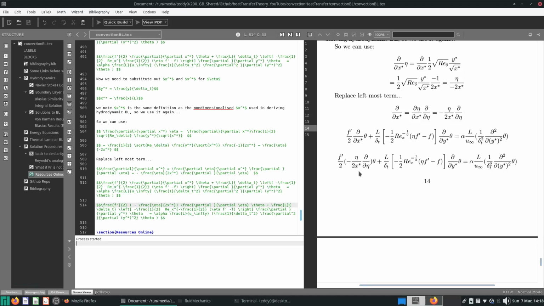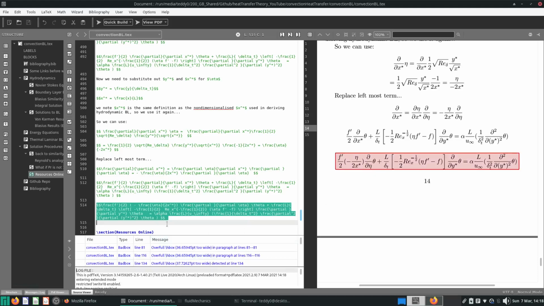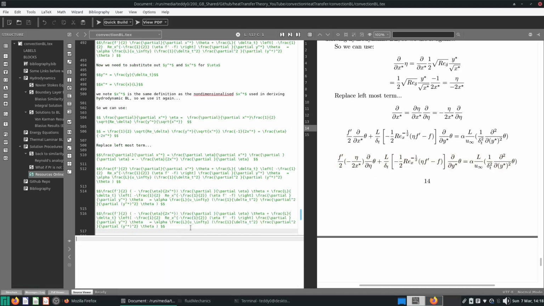So this term here is replaced by this. We'll just simplify this to theta prime, because that's what it is, just to save some space and make things a bit neater. So we have eta over minus 2x star here.